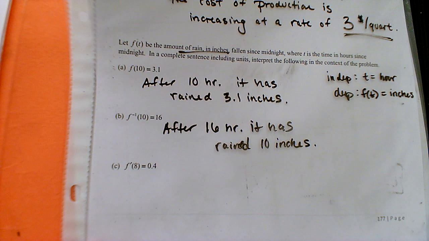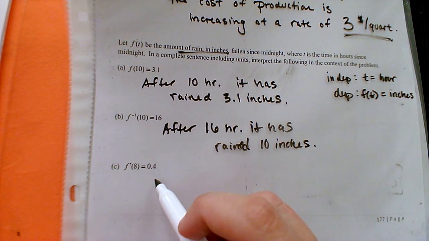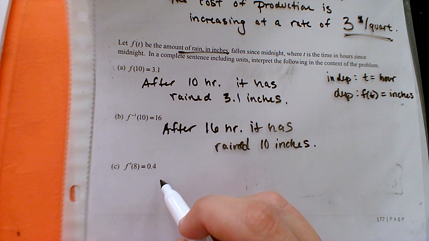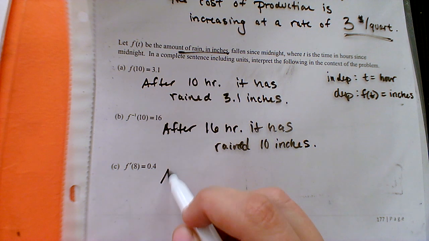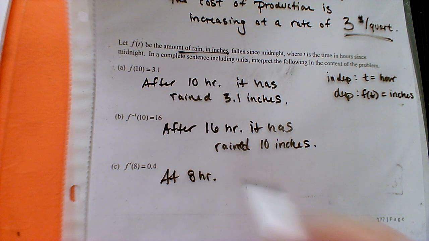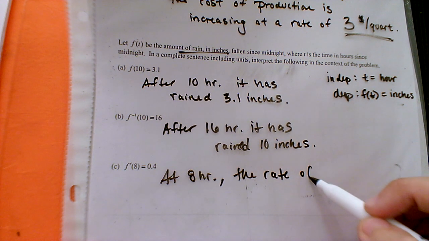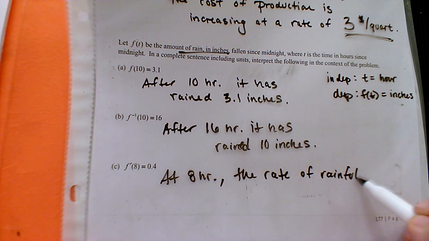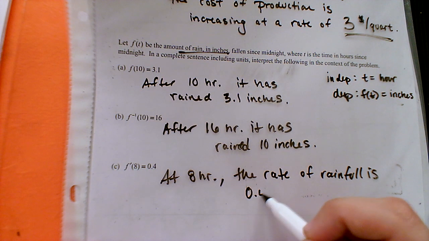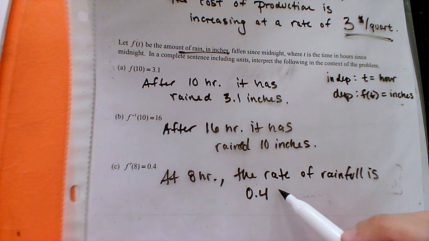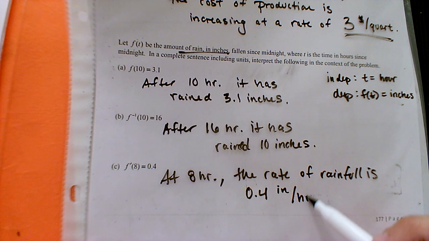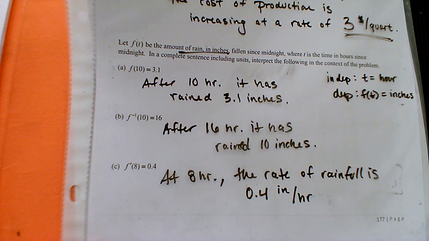Now what about C, now that we have the prime? In 8 hours, the rate at which rain falls is 0.4 inches. What were your units? Inches per hour. The rate of rainfall is 0.4 inches per hour. Are we gaining rain? Yes.